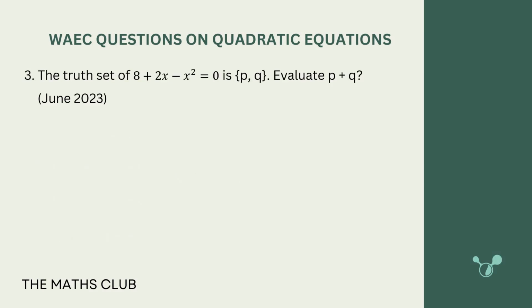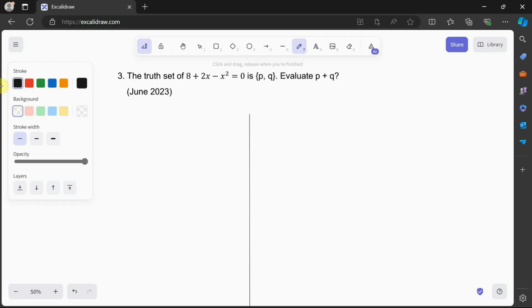Great. This one says that the truth set of 8 plus 2x minus x squared is equal to 0 is p comma q. We should evaluate p plus q. To solve this one, I will use the factorization method. First I want to write this so that the x squared comes first. That will be minus x squared, then plus 2x, then the whole number plus 8 is equal to 0.